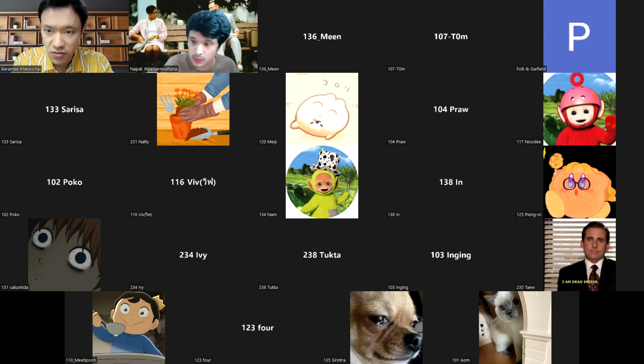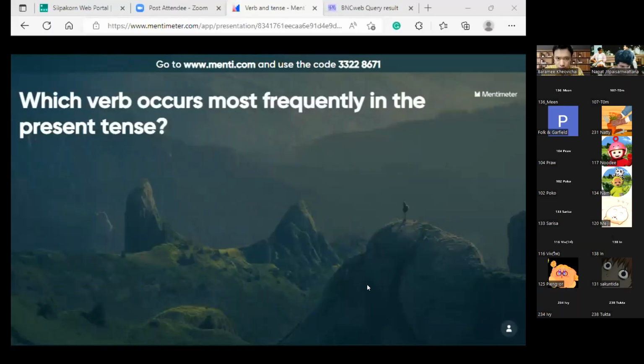Let me share the screen. So please answer the question. Which verbs tend to be used in the present tense? Can you type one answer? You can go to this website, or you can click on the link I just put in our chat box. If you click on the link, please type the verb that you think is used most frequently in the present tense.